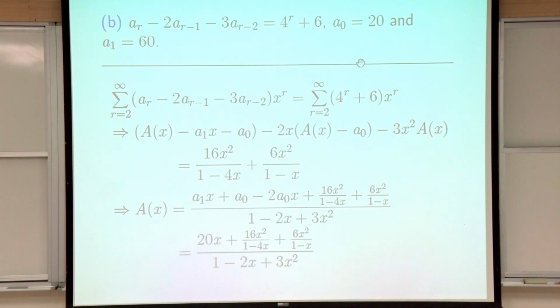And the right hand side will equal 16 times x to the power 2 divided by 1 minus 4x plus 6x squared, divided by 1 minus x. And for the left hand side, it is a similar procedure as the previous question, and we simplify it to get the final generating function here.